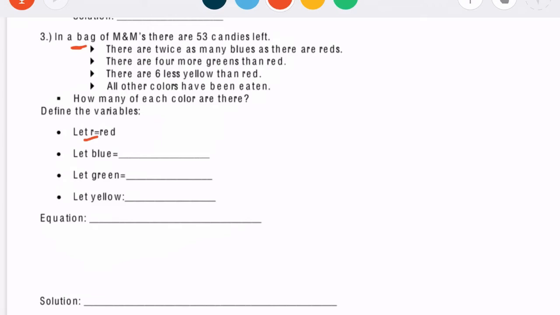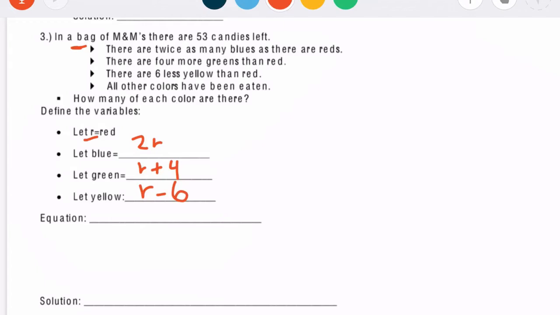So we need to come up with these next 3, blue, green, and yellow, in terms of R. What I mean by that is, there are twice as many blues as there are reds. This is kind of like the translating we did on the Unit 1 test. There are twice as many blues as there are reds, so we're going to represent blue with 2R. There are 4 more greens than there are reds, so we represent that with R plus 4. And finally, there are 6 less yellow than red, so that is going to be R minus 6.